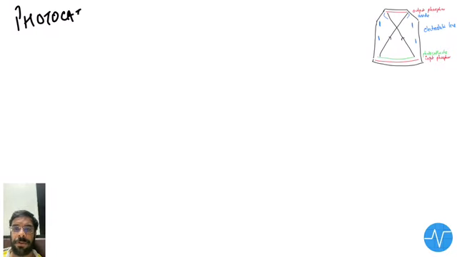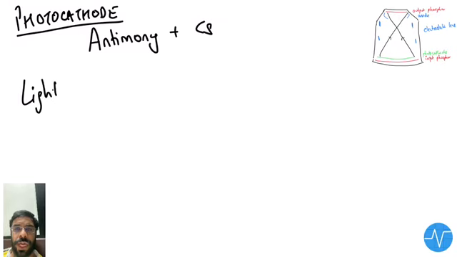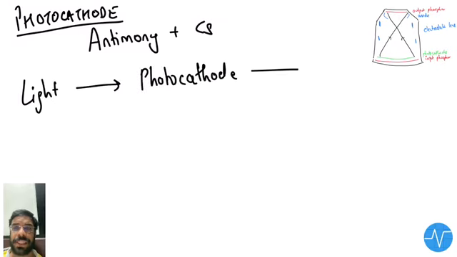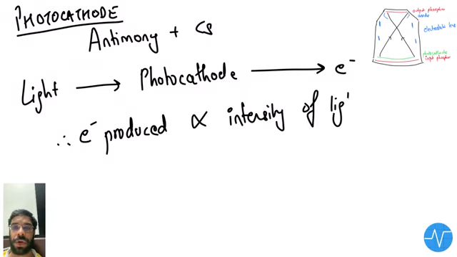Second component is the photocathode. Photocathode is made of antimony plus cesium. Light will come, interact with the photocathode, and emit the electron. The electrons emitted will be directly proportional to the intensity of the light incident upon the photocathode. We know that X-ray will first interact with the input phosphor, there will be production of light. Now how much light will be produced? Same, directly proportional, the electrons will be produced by the photocathode.